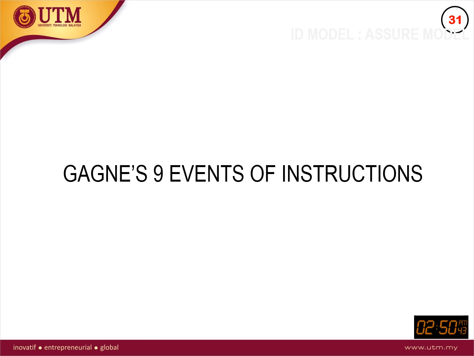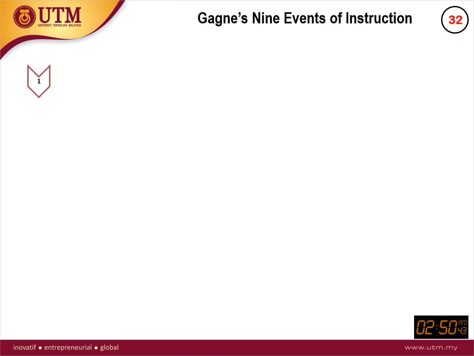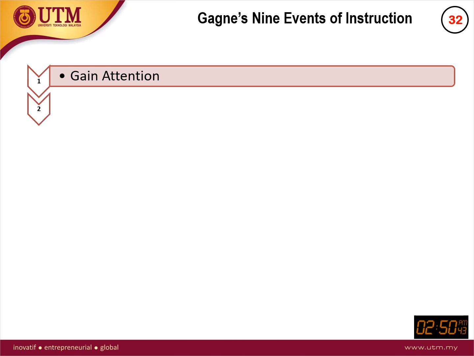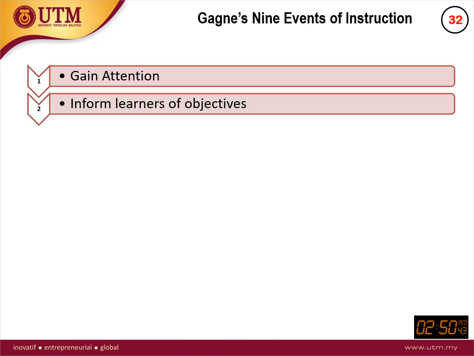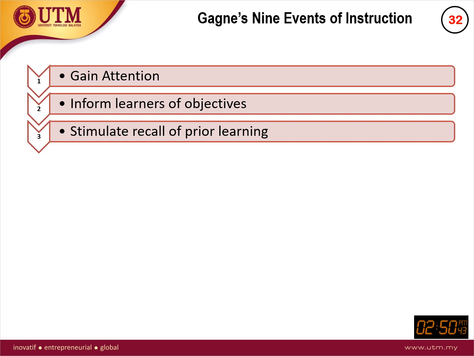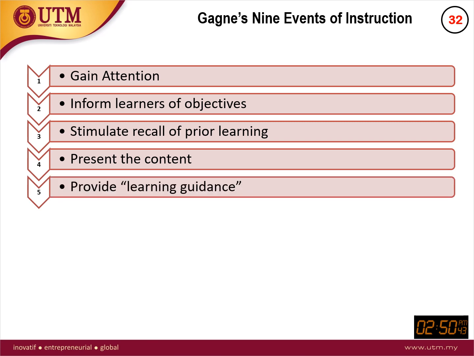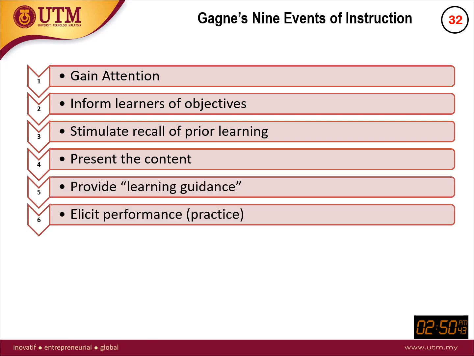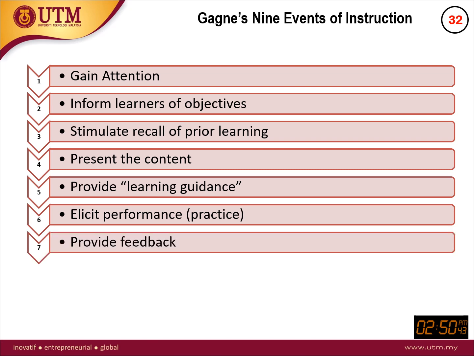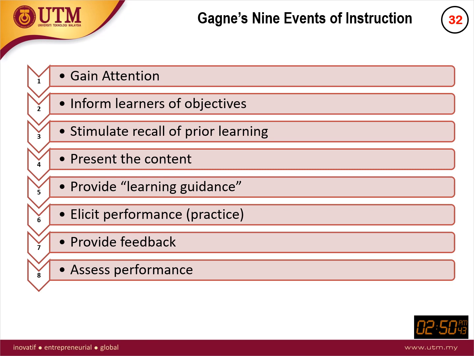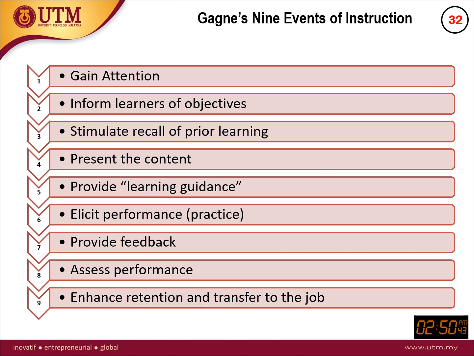Second, we have Gagne's 9 events of instruction, which are: 1. Gain attention. 2. Inform learners of objectives. 3. Stimulate recall of prior knowledge or learning. 4. Present the content. 5. Provide learning guidance. 6. Elicit performance, which is practice by the students. 7. Provide feedback, and then 8. assess performance, and then finally 9. enhance retention and transfer to the job. These are the 9 events of instruction.